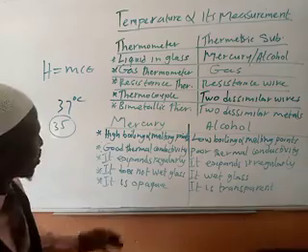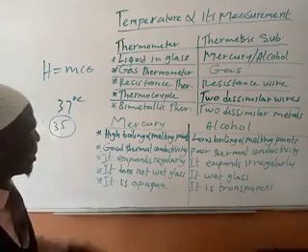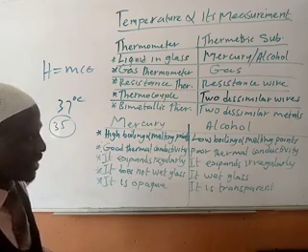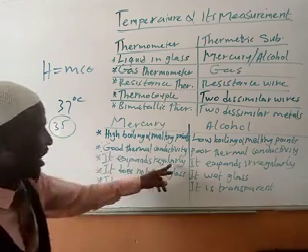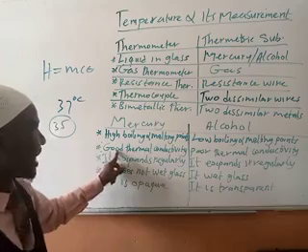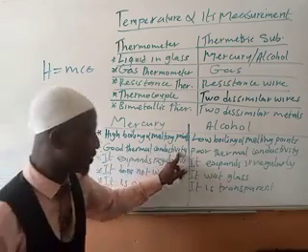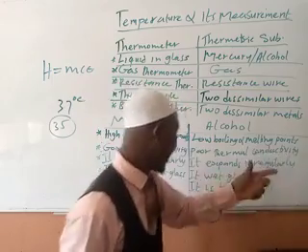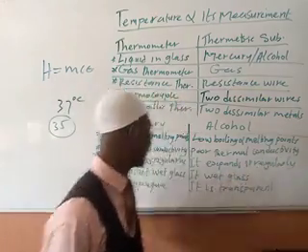Now, another difference between mercury and alcohol is that the mercury has good thermal conductivity. That's why it expands regularly. But alcohol has poor thermal conductivity. Then it expands irregularly.